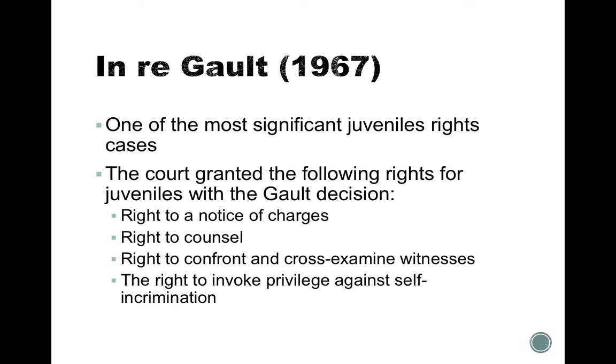In 1967, Gault is one of the most significant juvenile rights cases, and this gave juveniles several rights. First of all, a right to be notified of the charges against them, a right to an attorney, the right to confront and cross-examine witnesses, and the right against self-incrimination. If you think about it, all of those are some pretty important rights. If you didn't have those rights, how can you really defend yourself?